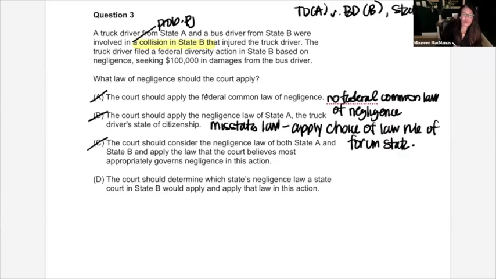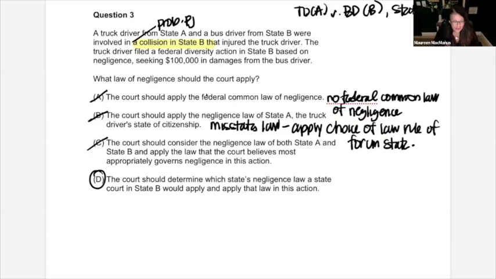D, the court should determine which state's negligence law a state court in state B would apply and apply that law in this action. This is just a correct statement of the Klaxon principle. So this is our correct answer. These are some of the trickier ones that people get tripped up on. A lot of people get tripped up on the choice of law issues.